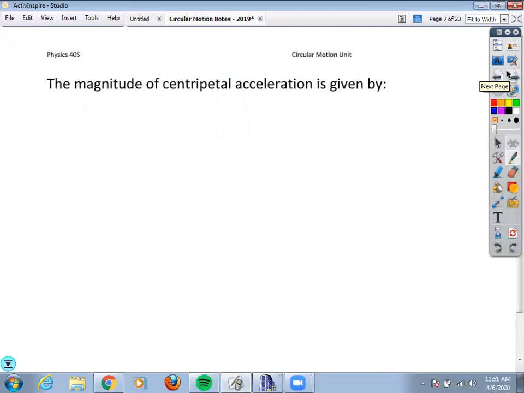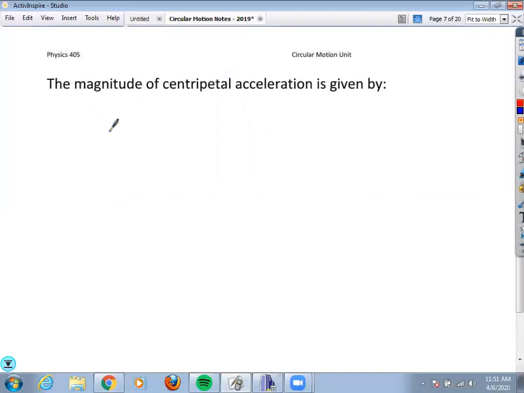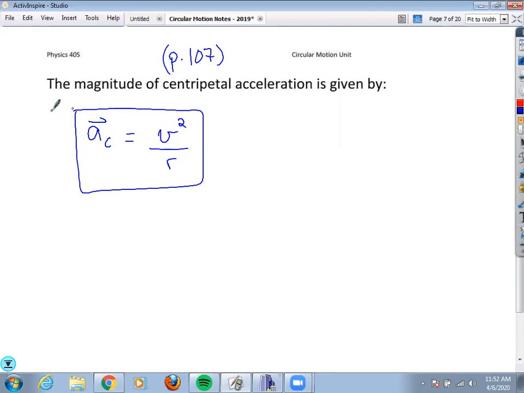So the magnitude of the centripetal acceleration is given by the following, and we're not going to derive this. If you want to look at the derivation of this, you can look in your textbook. I'll give you a page reference: page 107. Otherwise, for grade 12 physics, we're just going to begin with the simplest definition. So centripetal acceleration, the simplest definition, is the square of the velocity divided by the radius of the circle.